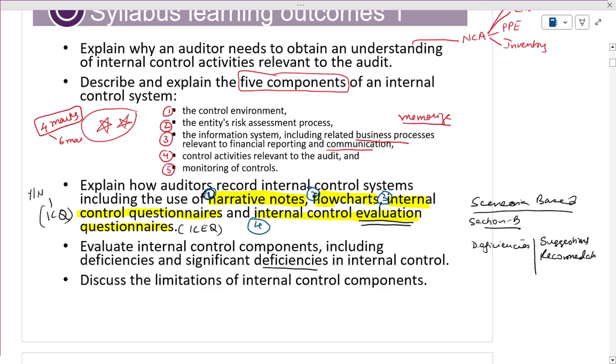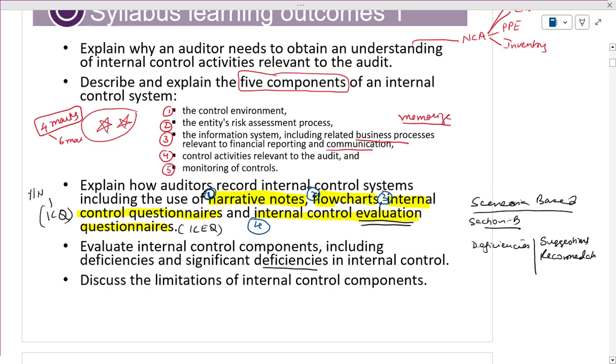Is it right? They will give this. If you see the old question papers, it is going to be part of this activity. Okay, they will give you the scenario. They will ask you to identify the deficiencies and suggest or recommend. It's an easy question. Easy. I'm saying easy means easy.